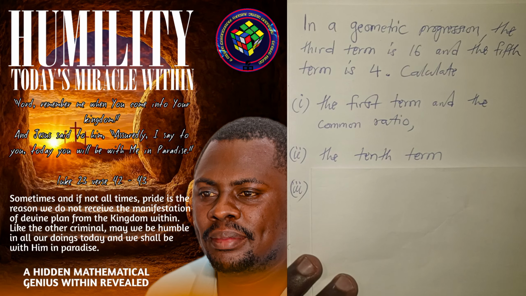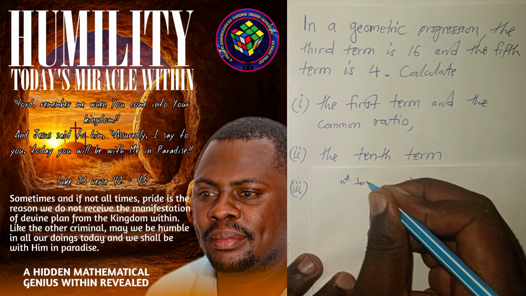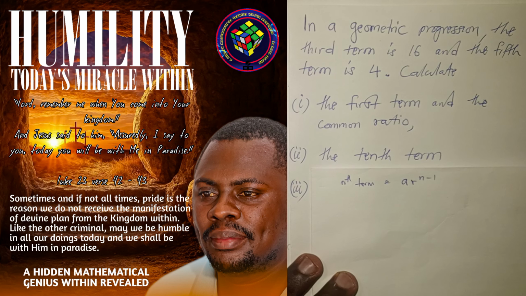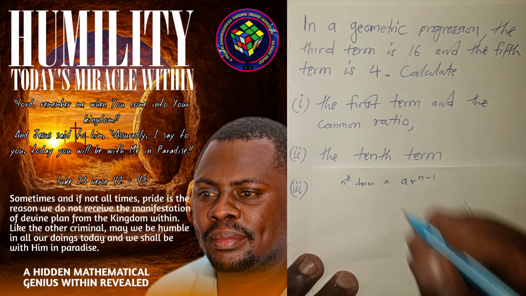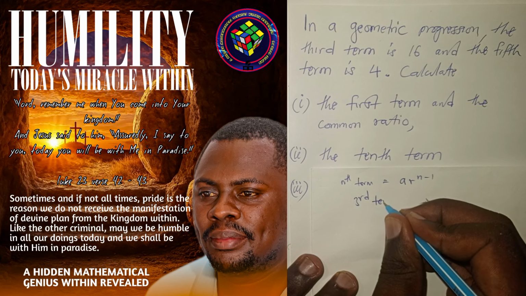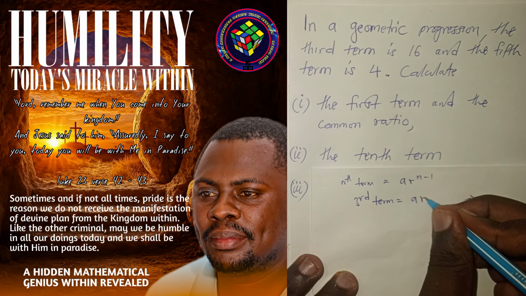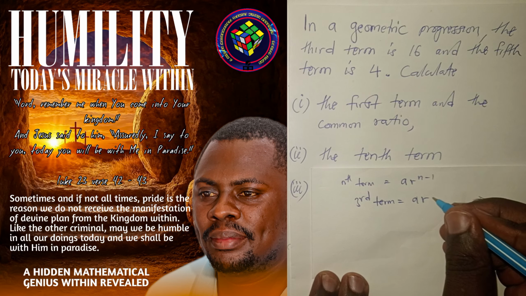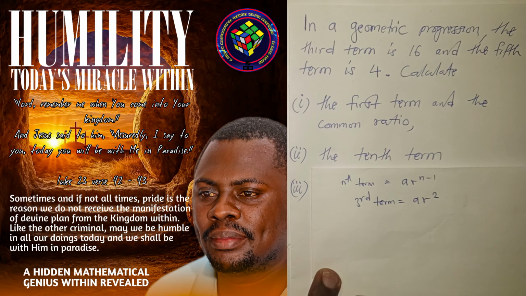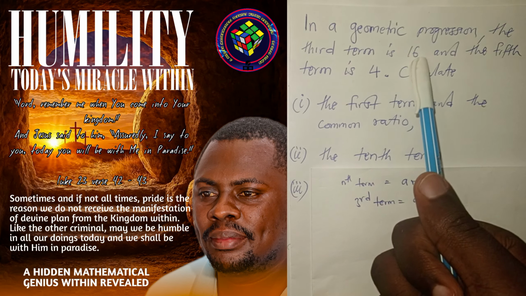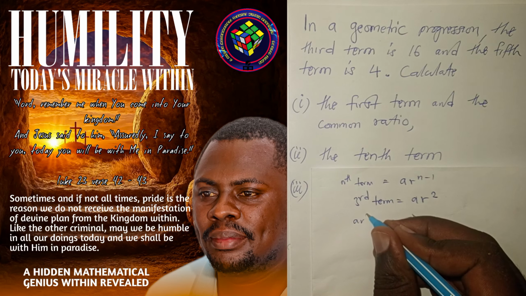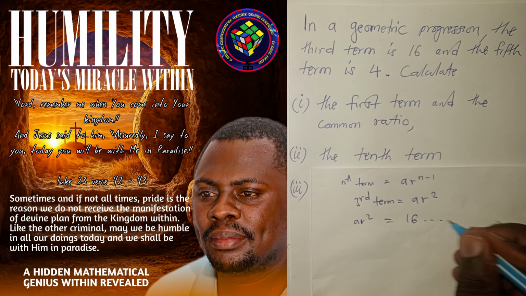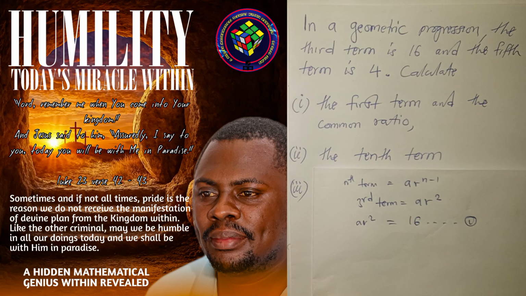We know that any term of a GP is equal to a r to the power n minus 1. Here we have the third term, so third term is equal to a r to the power n minus 1. In this case n is 3, so 3 minus 1, you get 2. So the third term is equal to ar squared. And here we can see the third term is 16, meaning ar squared is equal to 16. So this is going to be our equation 1.